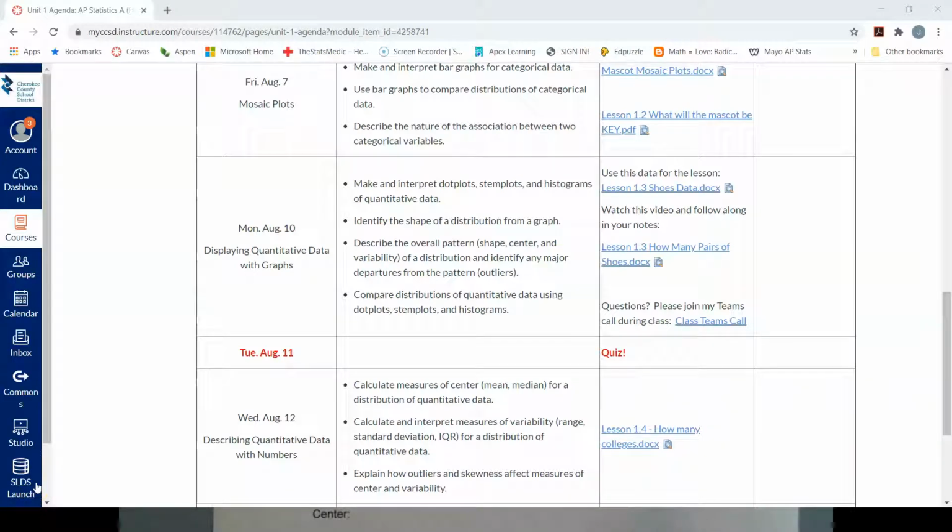Welcome to this video lesson on displaying quantitative data with graphs. After today's lesson, you should be able to make and interpret dot plots, stem plots, and histograms of quantitative data. You will also be able to identify the shape of a distribution from the graph, describe the overall pattern, shape, center, and variability of a distribution, and identify any major departures from the pattern, such as outliers, and compare distributions of quantitative data using plots, stem plots, and histograms.